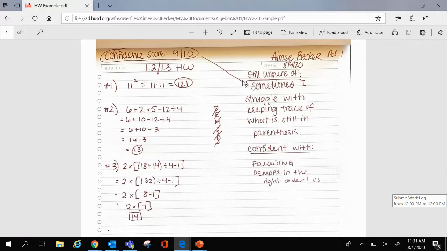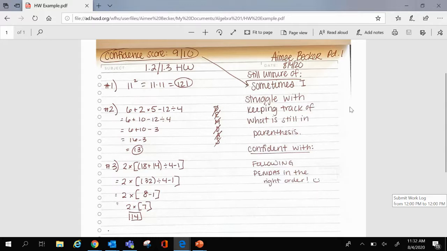And here's the other piece besides the confidence score that I will need. What I need is a couple of notes of things you're still unsure of, or maybe things that you're doing really well with. Like for me, for this assignment, I for sure was confident that I was following PEMDAS in the right order, and I could keep track of that. Something that I was still unsure of was, well, sometimes I still struggle with keeping track of what's still in my parentheses, like maybe after I've done some operations. So these three notes are absolutely required so that I can see how you're doing. And that's pretty doable when these assignments aren't too large. So that's what I'll be looking for.